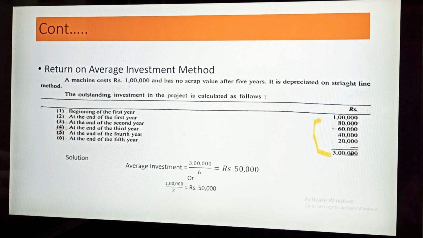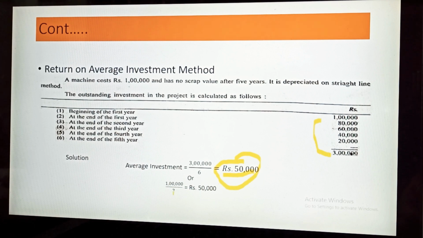How many years are there? 1 2 3 4 5, and 6. So 6 years are there. So this 3 lakh divided by 6 years is equal to 50,000. When you divide by 6, your amount will come 50,000.